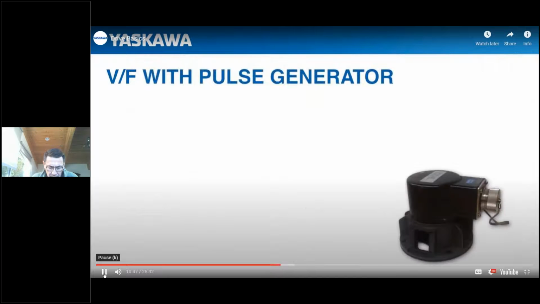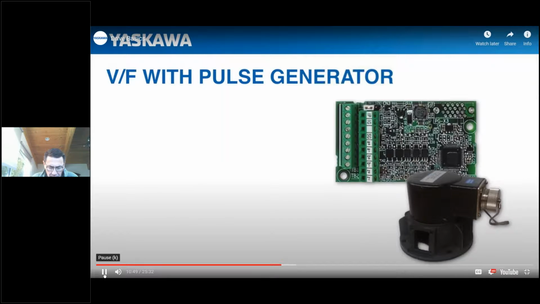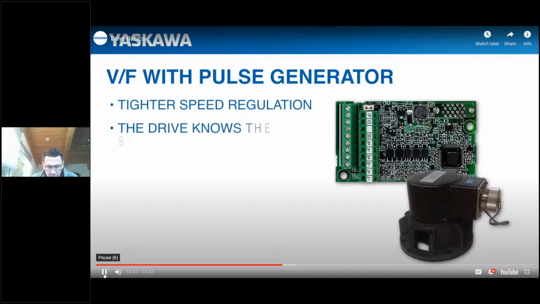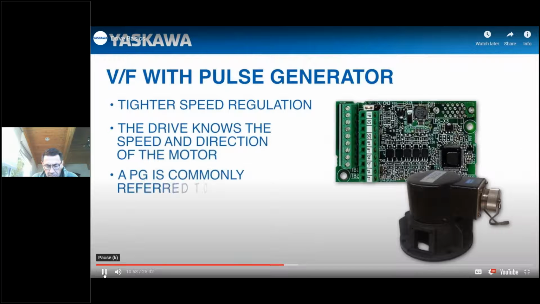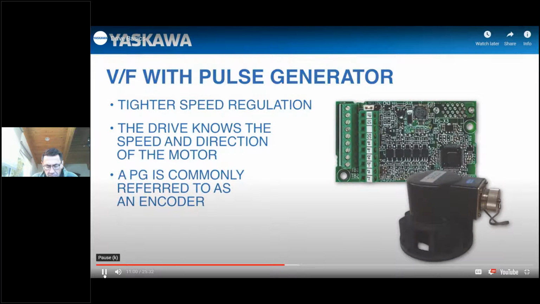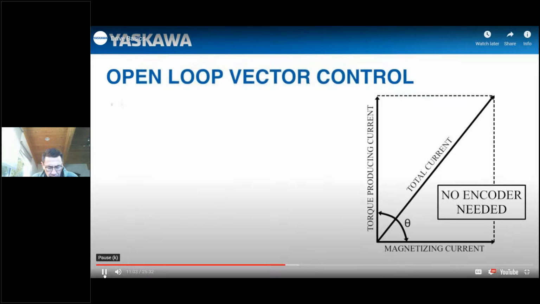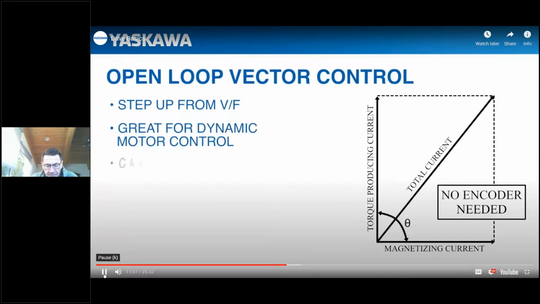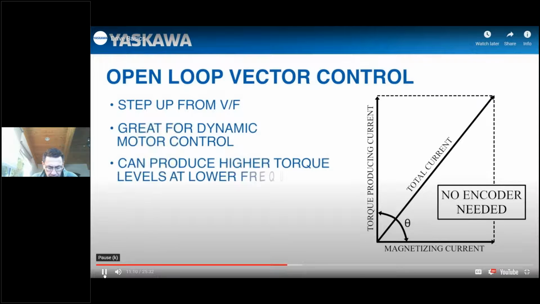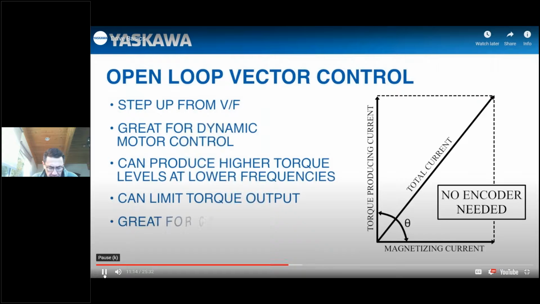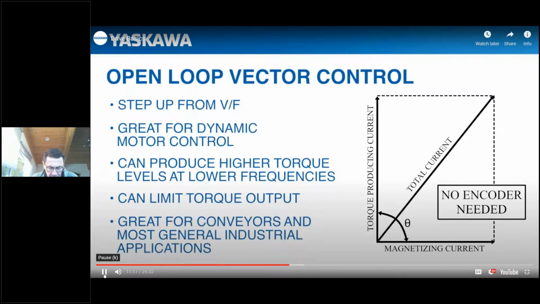When adding a pulse generator or PG feedback device, the speed regulation becomes tighter and the drive actually knows the speed and direction of the motor. A PG is commonly referred to as an encoder. Open loop vector control is a step up from VF and is great for dynamic motor control and can produce higher torque levels at lower frequencies. This method can also limit torque output. It's great for conveyors and most other general industrial applications.